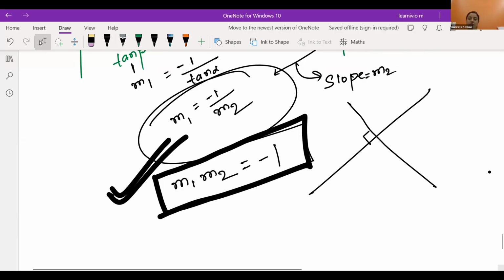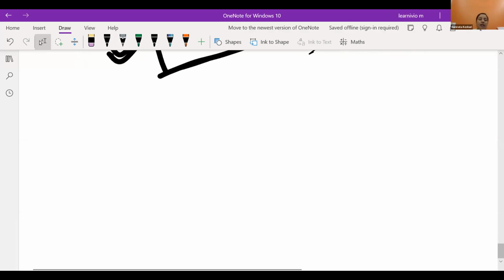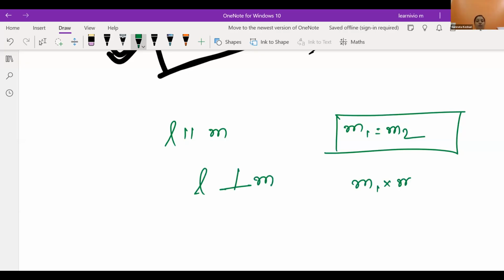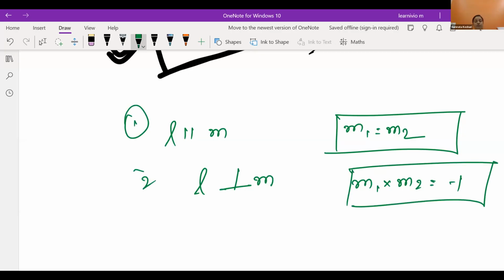I'm just summarizing that parallel lines have the same slope. If L is parallel to M, then m1 is equal to m2, which means both slopes are the same. If L is perpendicular to M, then m1 times m2 is equal to -1. Clear? Parallel lines have the same slope, and the product of the slopes of perpendicular lines is always -1.